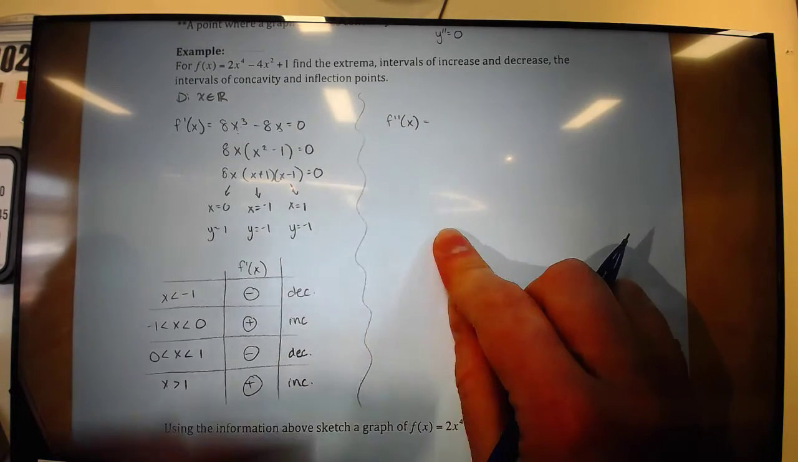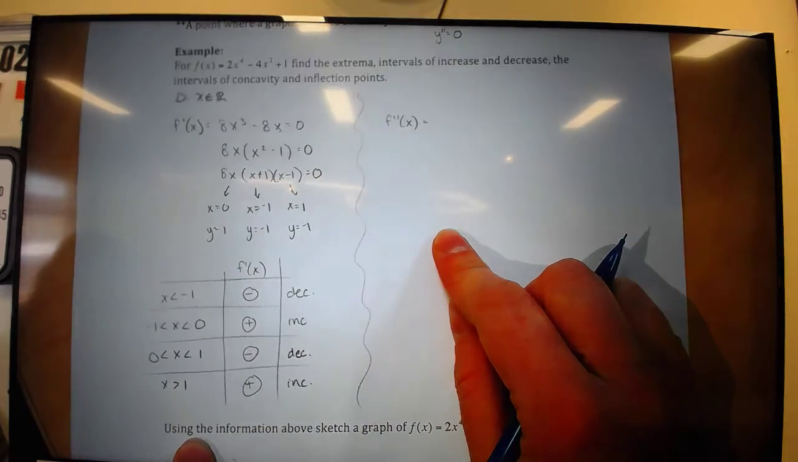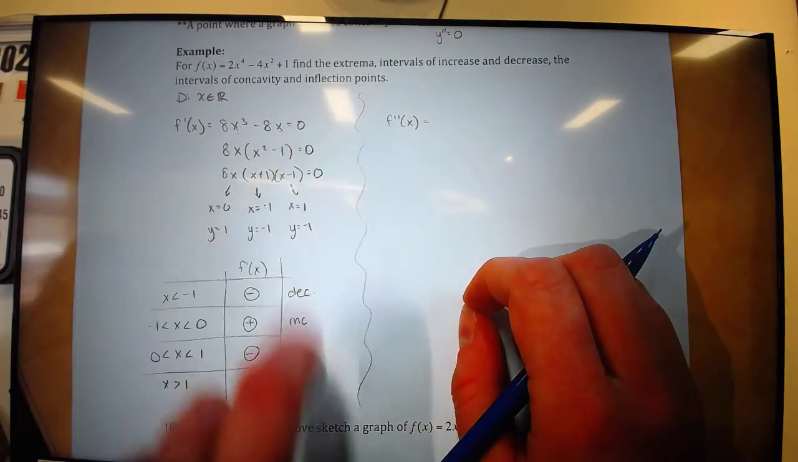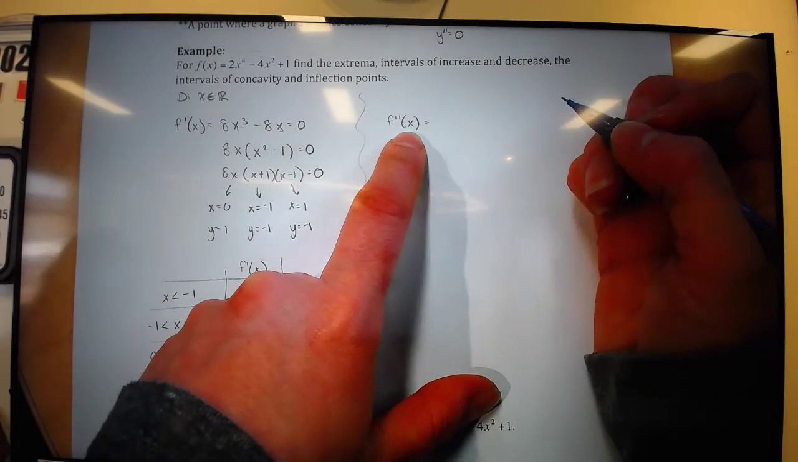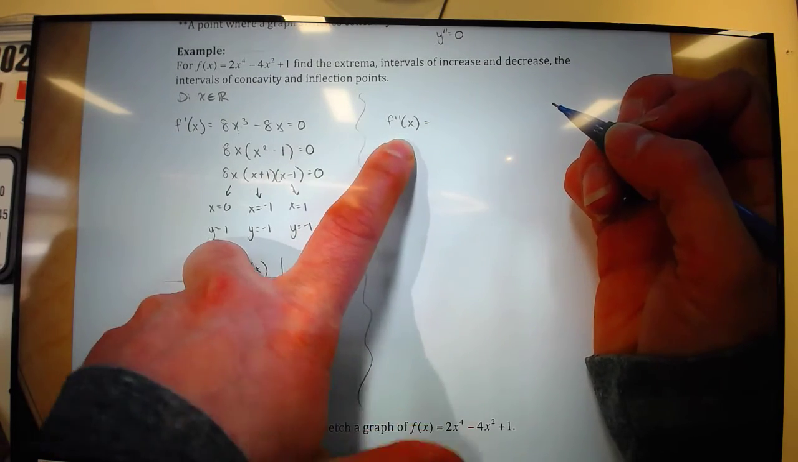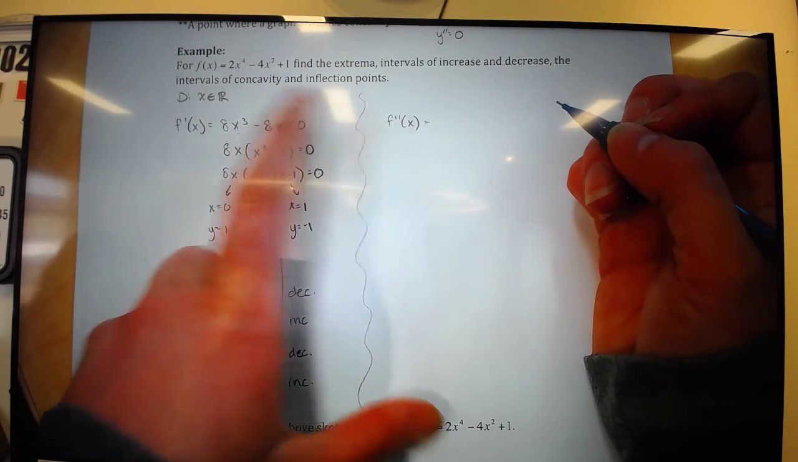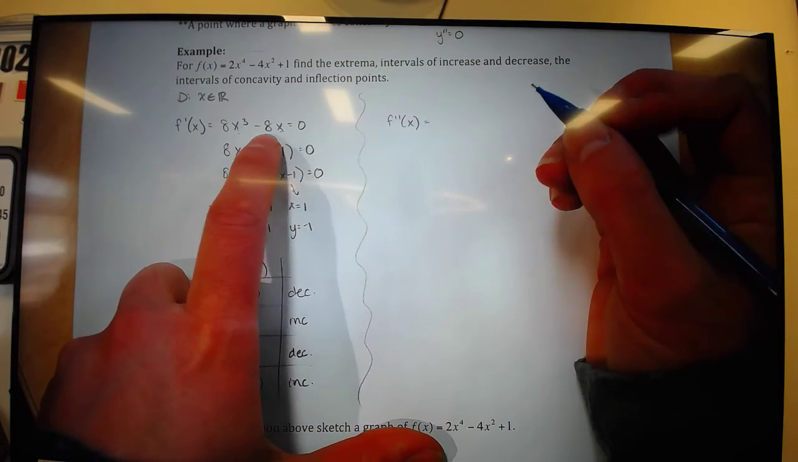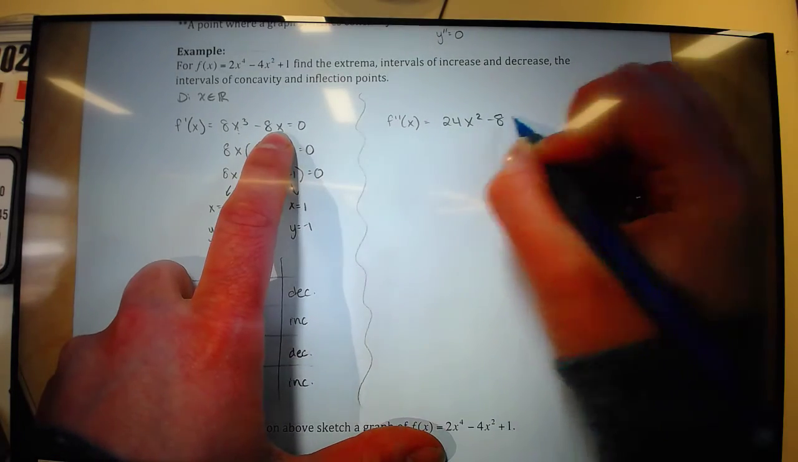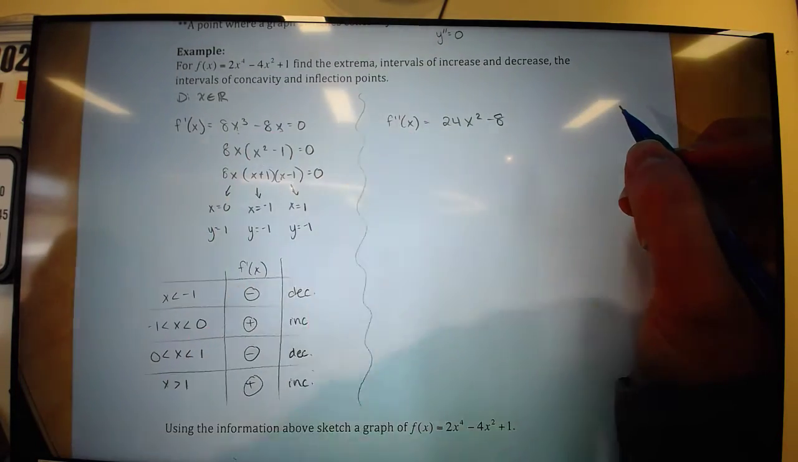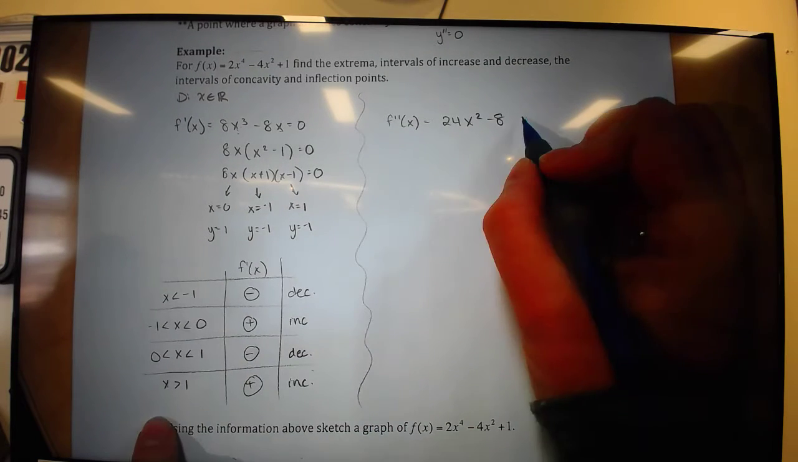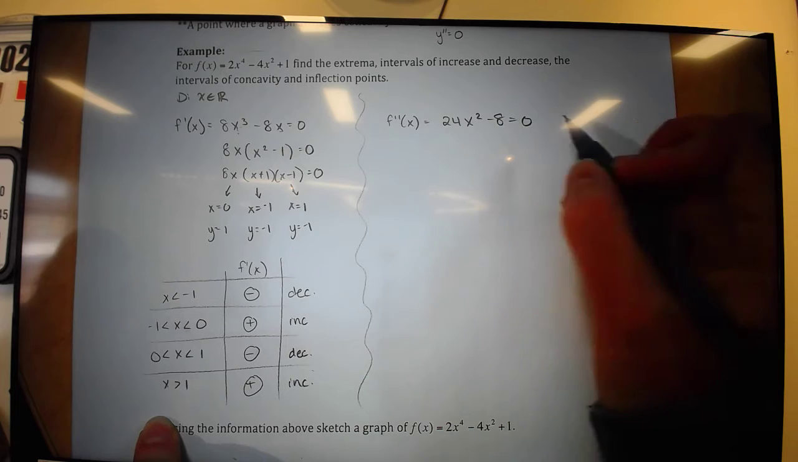So there were our intervals of increase and decrease. Now we're looking for our intervals of concavity and the inflection points. So we're going to do our second derivative, because to test for concavity, we want to look at whether our second derivative is positive or negative. So we're doing the derivative of this. The 3 is going to come down, turn that into 24x squared minus 8. And the point where that concavity is going to switch is going to be where this is equal to 0. So those are our inflection points.